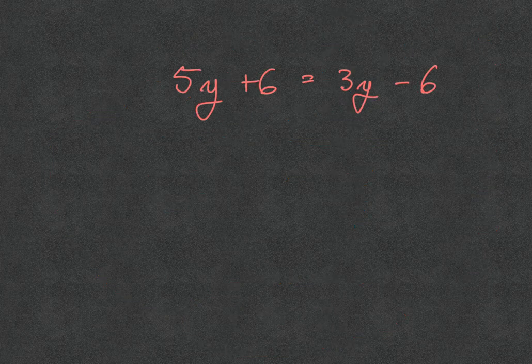Doesn't always have to be x, although we see x a lot. But again, now my variable is y, and ultimately I want to have y equals down here at the bottom. So I need to move my y's over. I need to move my numbers over. Doesn't really matter which one you do first. I'm going to start with the numbers. I'm going to start by subtracting 6 from both sides.